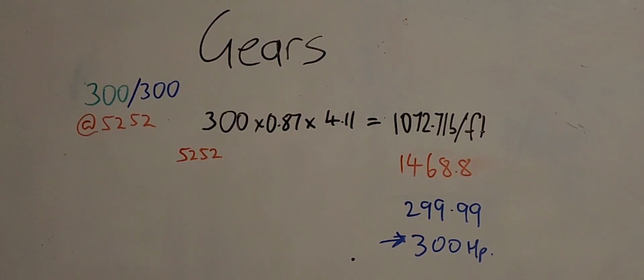So same again, I've now changed my gears. I'm now in 5th gear, which is overdrive, and it's now changed the formula again, but again horsepower coming, torque coming down the line, 300 foot-pounds through the gearbox, through 5th gear, through the final drive. It winds up with 1072.7 foot-pounds of torque, and now the RPM is 1468.8.